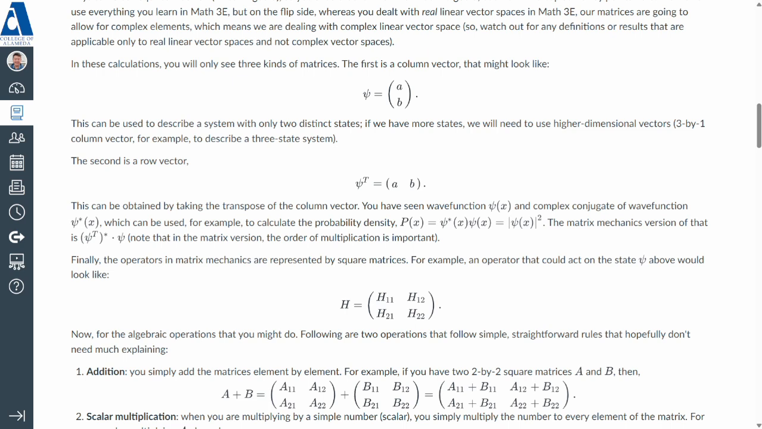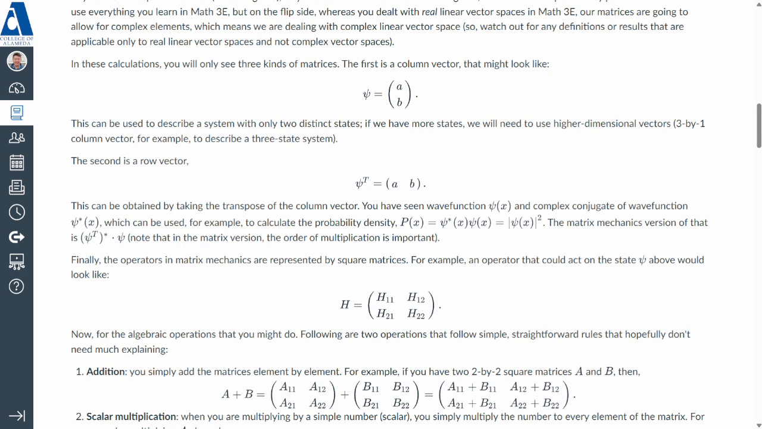P of x is equal to the complex conjugate of psi times psi, that gives psi modulo squared of x. The matrix mechanics version of that is psi transpose complex conjugate times psi. Note that in the matrix version, the order of multiplication is important. Finally, the operators in matrix mechanics are represented by square matrices.